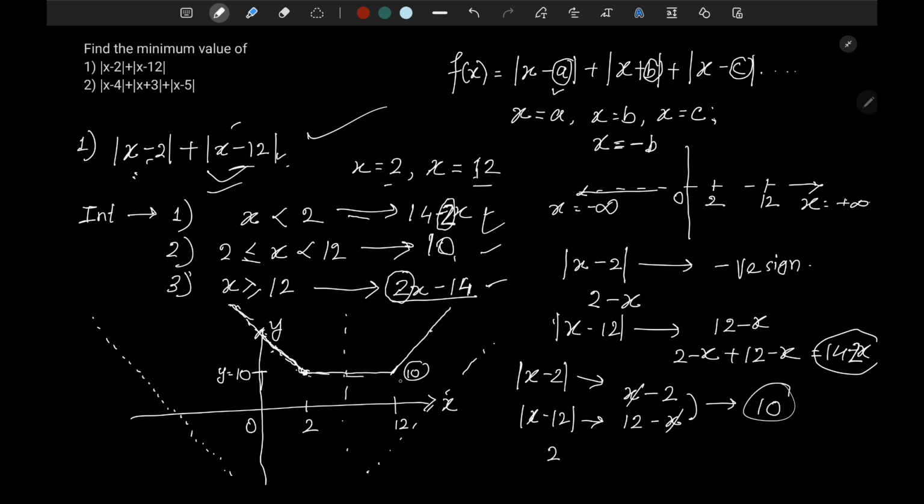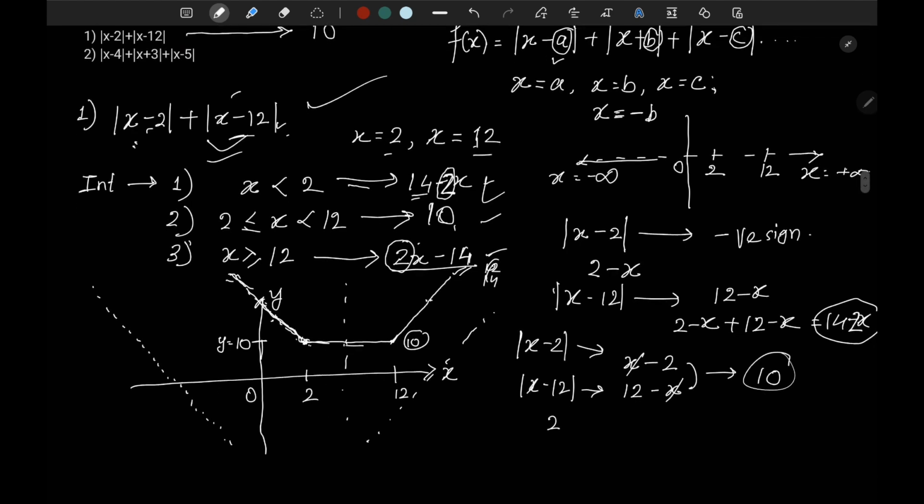You cannot have more than 10 at any other point. You can check by taking even manual values of x. You take any negative value of x, it will give you more than 14, obviously. And if you take any value greater than 12, this will give you more than 10 always. Suppose if you take 13, this becomes 12. If you take 14, this becomes 14. So yeah, the answer for your first question is 10.